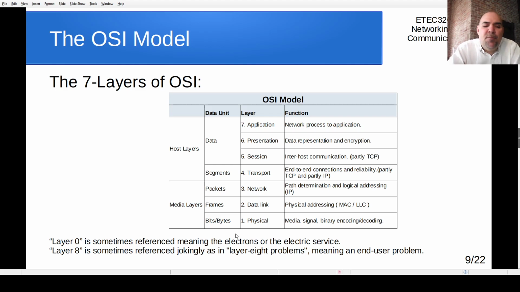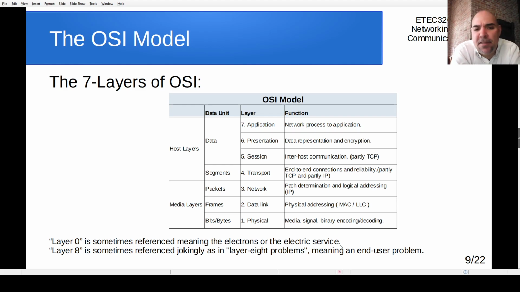Now, there are a couple other layers that you'll hear used sometimes as terminology. Layer 0 kind of jokingly refers to the physics of the electrons. If somebody says that their server experienced a layer 0 problem, that means it was nowhere in any of this. Sometimes I'll use that to mean there was a power outage. So I had a layer 0 problem. That would mean there was some sort of power outage, or the wire itself got cut. Something like that would be layer 0.